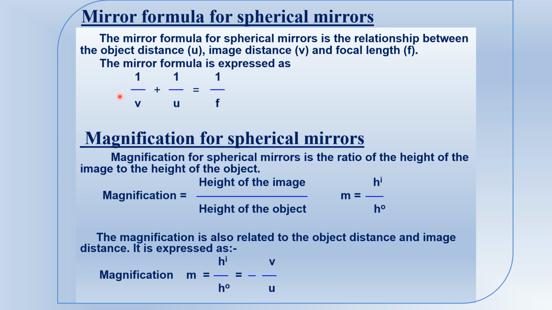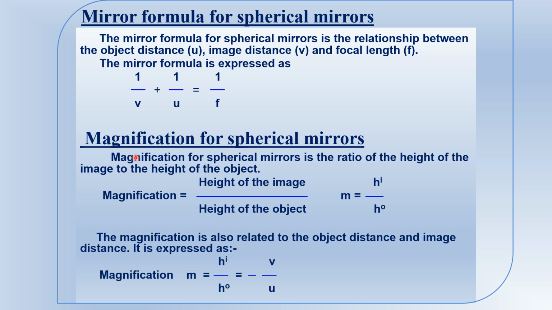It is expressed in this form, which you have to learn: 1/V + 1/U = 1/F. This is the mirror formula. Here U, V and F are used according to their Cartesian sign conventions. This formula is valid in all situations for all spherical mirrors, in whatever position the object is present.